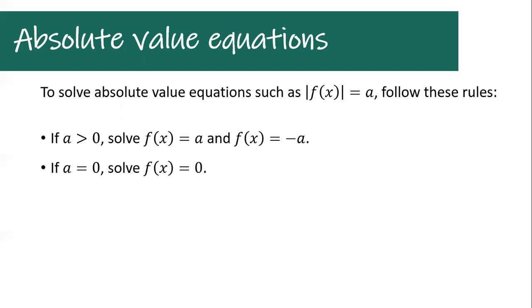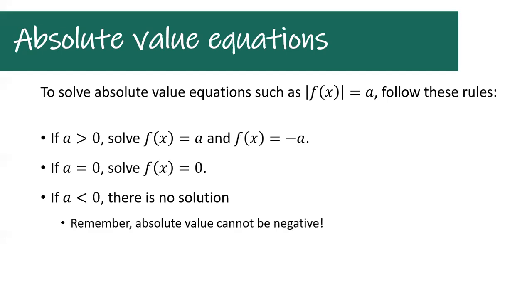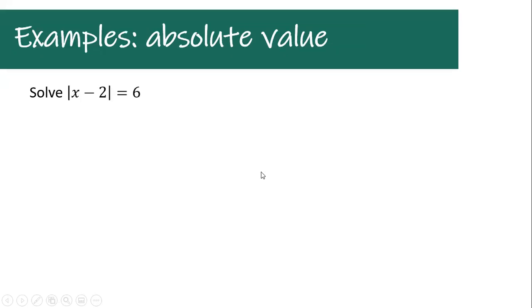If a equals 0, you're just going to solve for f of x equals 0. That's going to give you your solutions. Now, if a is negative, there is no solution because remember the absolute value is always going to be a positive or 0 number. It's a non-negative number. So if you have nothing on this side except an absolute value function equals a negative number, then no solutions exist. Let's look at a couple of examples.